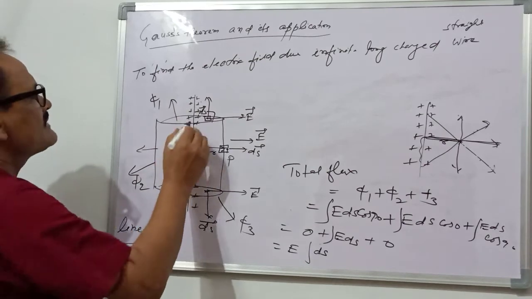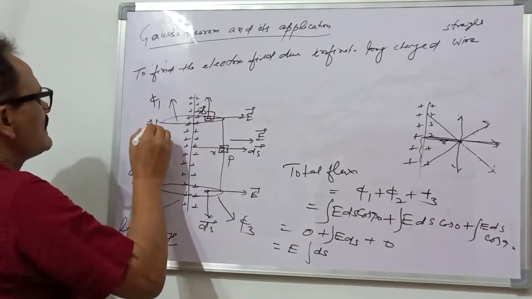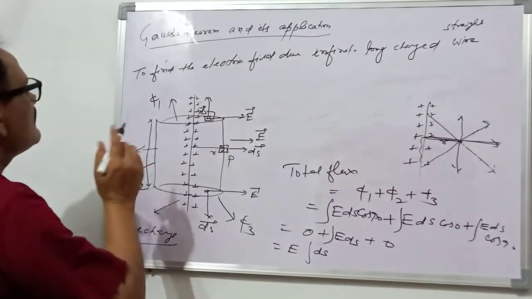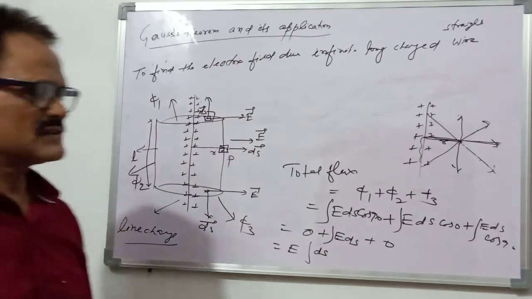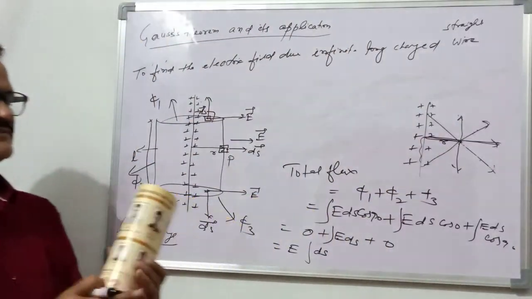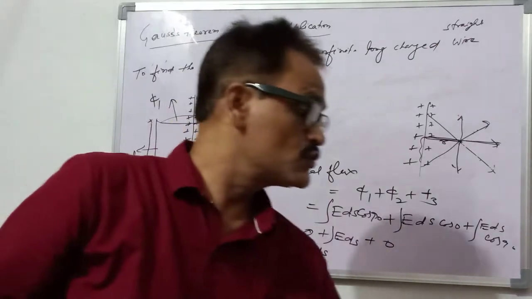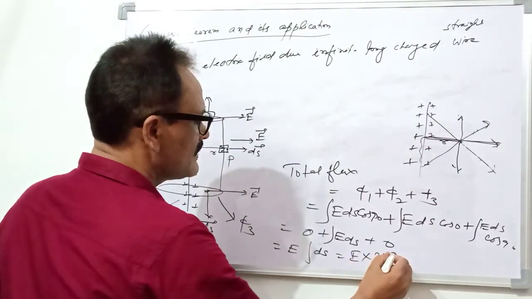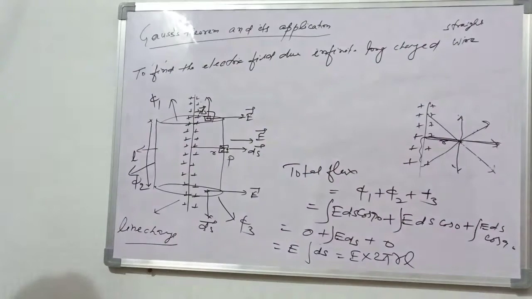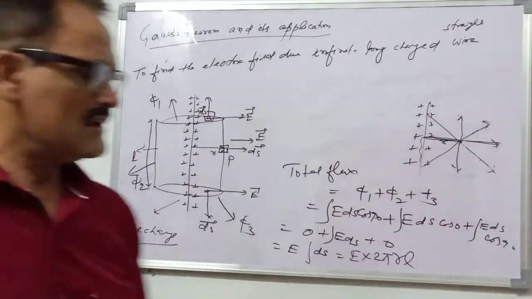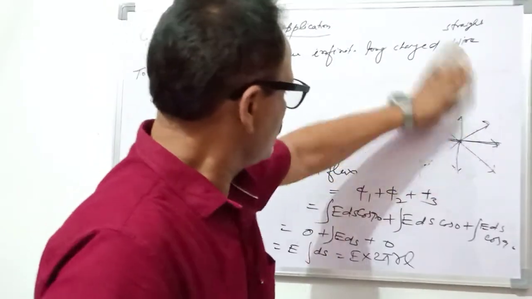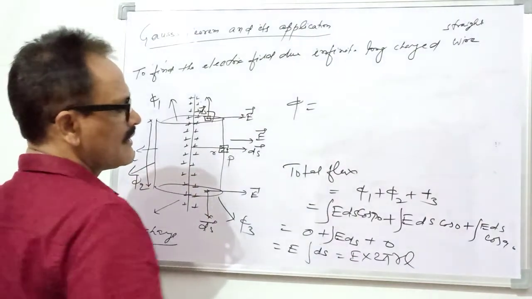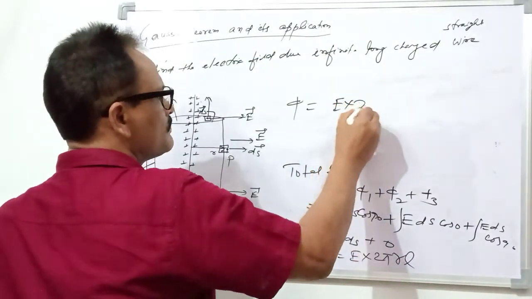And if this is the radius R, and suppose the length of this cylindrical Gaussian surface is L, then the curved surface area is 2 pi RL. So E, and it is 2 pi RL, so the total flux is E into 2 pi RL.